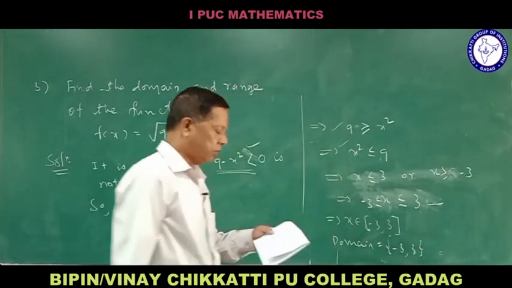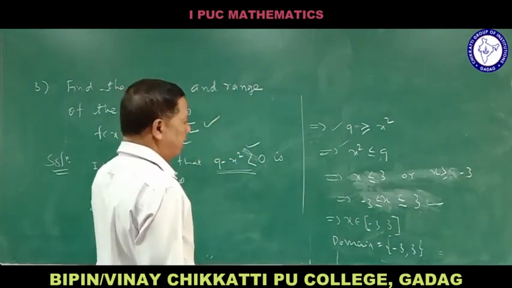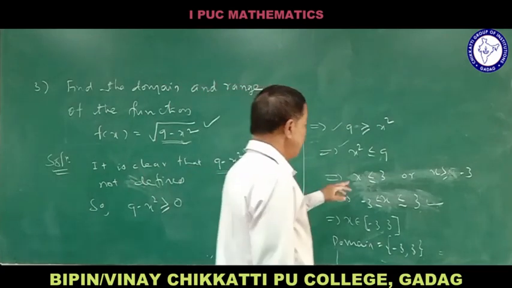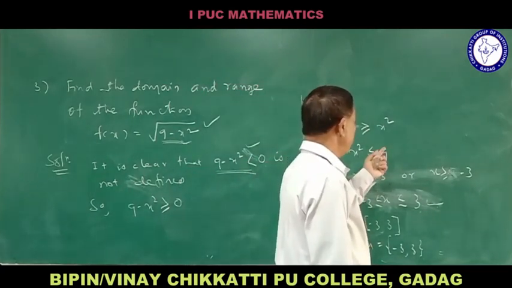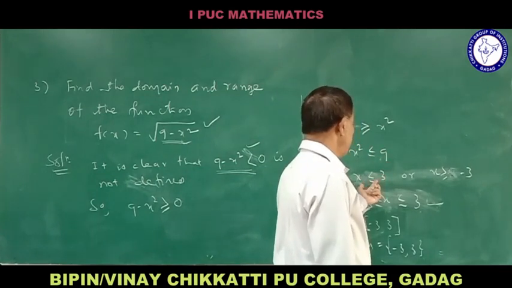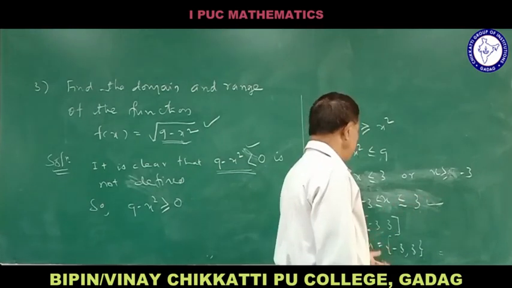The domain is also the set, domain of the function f. So here you make it a clear understanding that the value of x lies between plus 3 and minus 3. x is lesser than or equal to 3, x is greater than or equal to minus 3, so we can write, this is the domain.